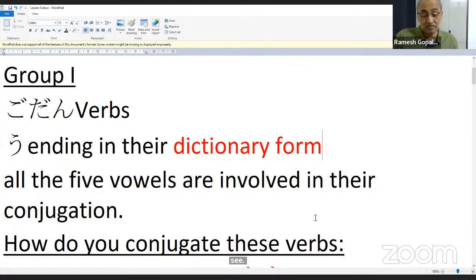These are not the only forms. There are so many other forms. Understood? But if the verbs are Godan verbs, please listen to me very carefully. Very carefully, you have to be there.